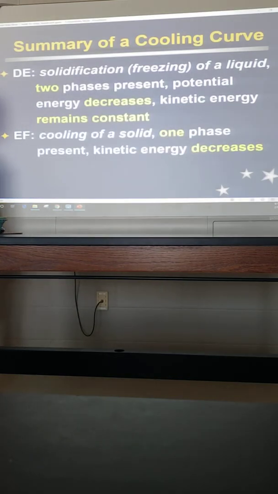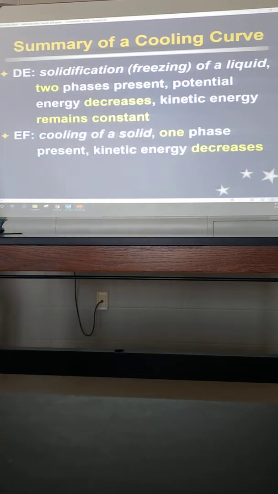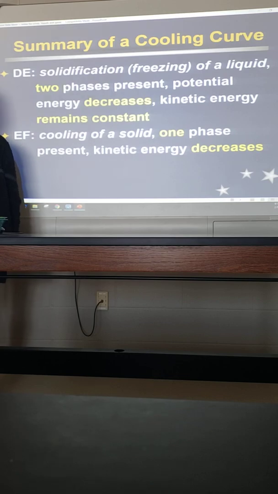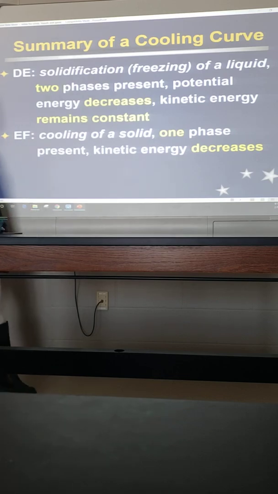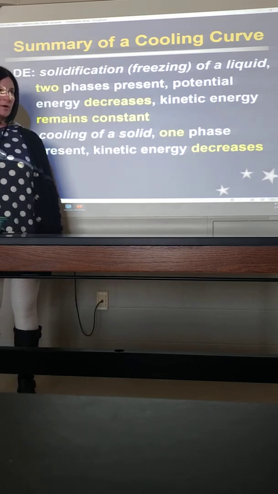And then finally, we get to the very bottom right-hand side of the graph, right? That section E to F. And this is the cooling of a solid. So the solid is getting colder and colder and colder, okay? You have one phase present. Kinetic energy is going down because the temperature is going down.